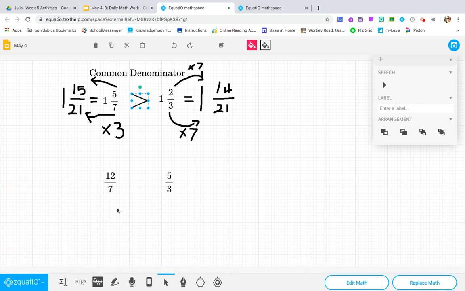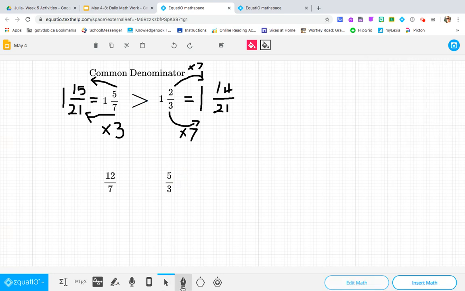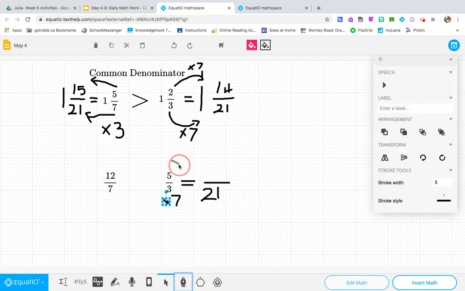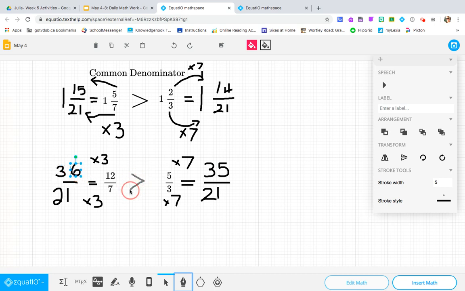Okay, we can do the same thing down at the bottom. I'm not going to take you through all those steps, but again, you would make it a fraction with a common denominator of 21. So this side, you would multiply the bottom by 7 and the top by 7. And 7 times 5 is 35. So we would have 35 21sts. And on this side, we would multiply the denominator by 3 to get 21, and we would also multiply the numerator times 3. 3 times 12 is 36. So again, we're going to get that same greater than. 12/7 is greater than 5/3.